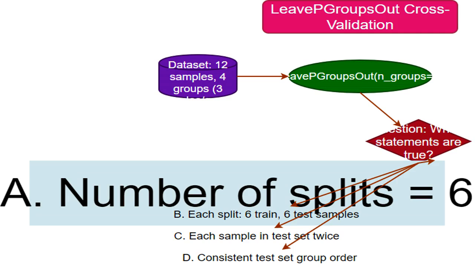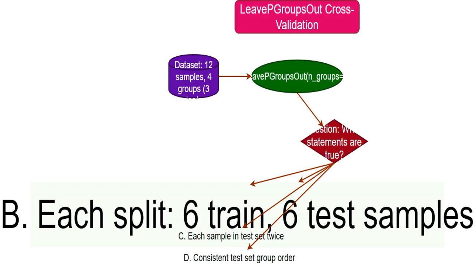which is 6. I need to select 2 out of 4, which can be computed by this formula, 4C2, which gives me 6 possible splits. This statement is true. Since each group has 3 samples and I'm leaving out 2 groups, 6 samples, there are always 6 samples left for training. This means each split contains 6 training samples and 6 test samples.